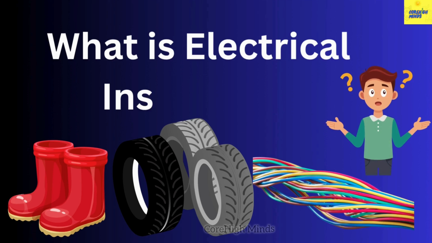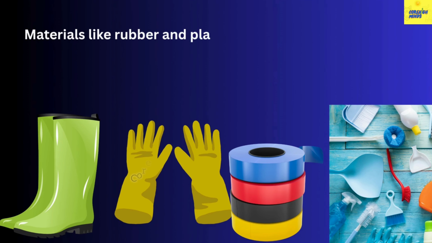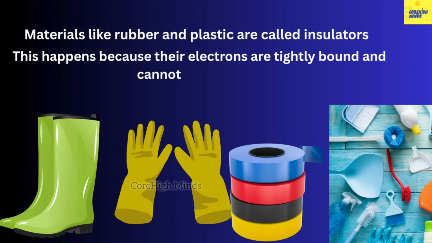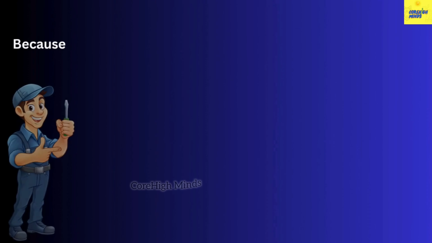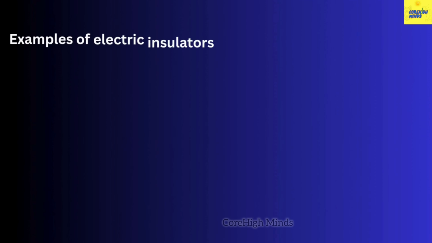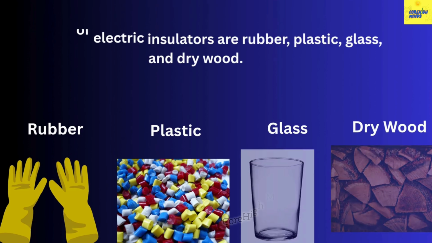What are electrical insulators? Materials like rubber and plastic are called insulators. This happens because their electrons are tightly bound and cannot move freely. Because of this, insulators stop unwanted electricity flow and protect us from electric shock. Examples of electric insulators are rubber, plastic, glass, and dry wood.